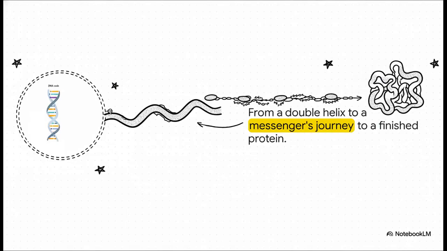And so we've come full circle. We started with a secret code, written in just 4 letters locked away in the nucleus. Through transcription, a messenger copy was made. And then, through translation, that message was read by a ribosome to build a very specific protein. That, in the end, builds and runs your body. It's what makes you, well, you.